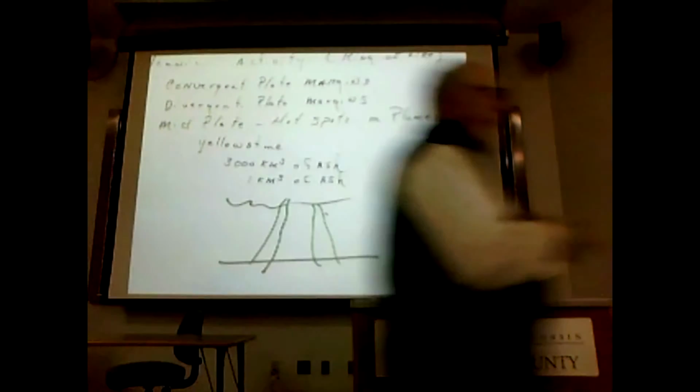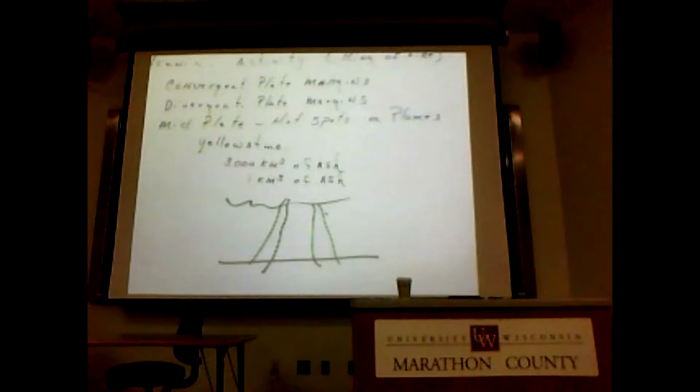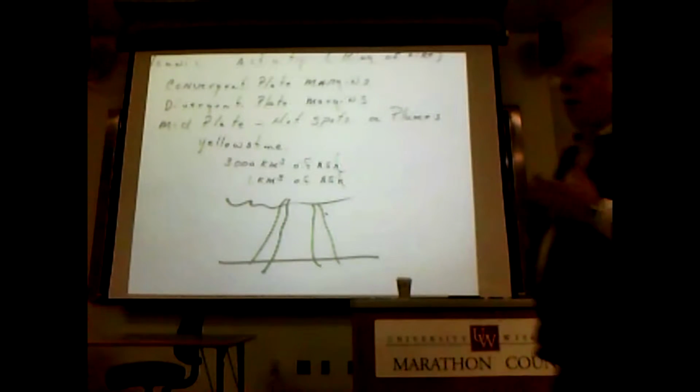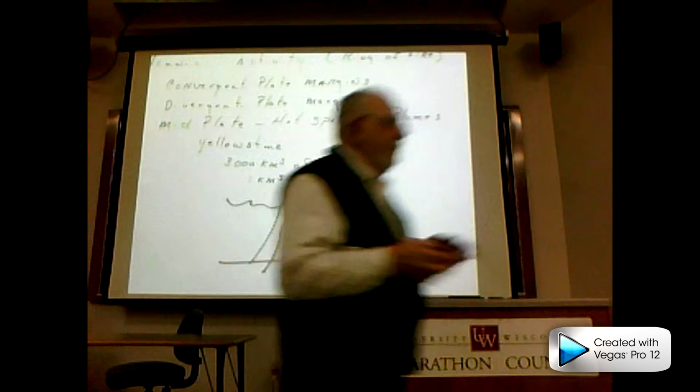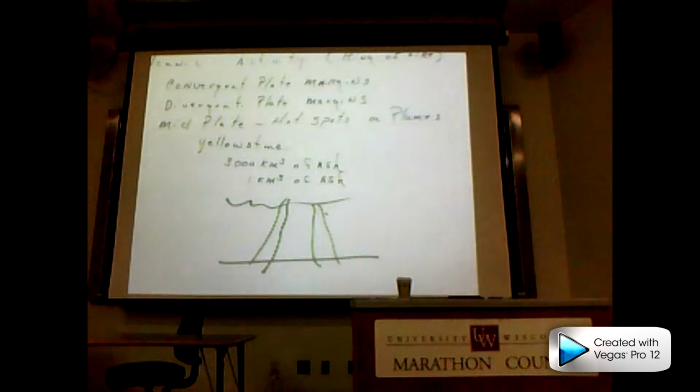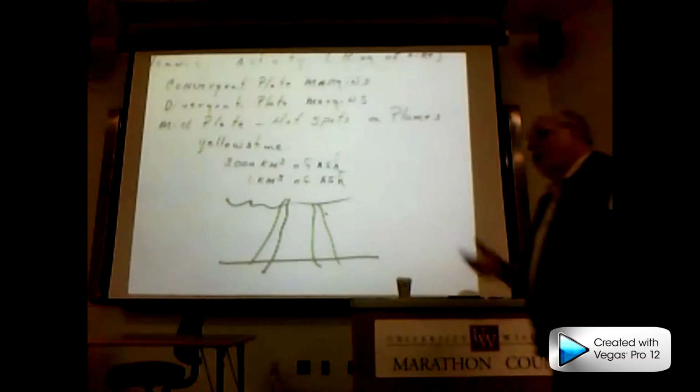Yellowstone is an active volcanic area. We know this because we see the geysers, the hot springs, and the periodic eruptions. In the last million years, I think it was 650,000 years ago, Yellowstone erupted, and it was the largest eruption in the Western Hemisphere.